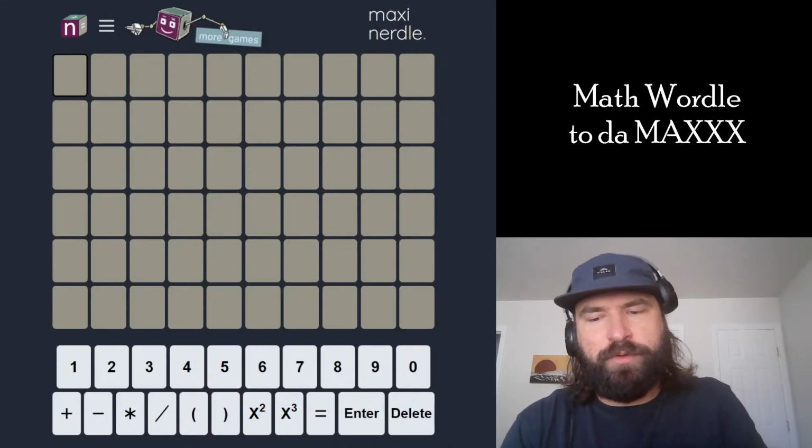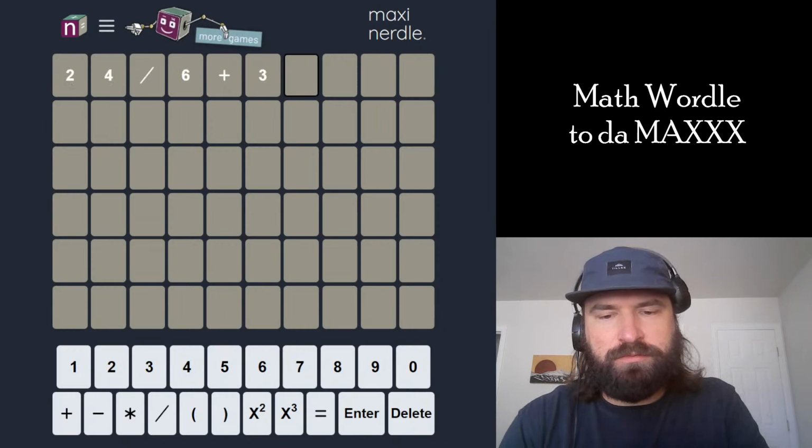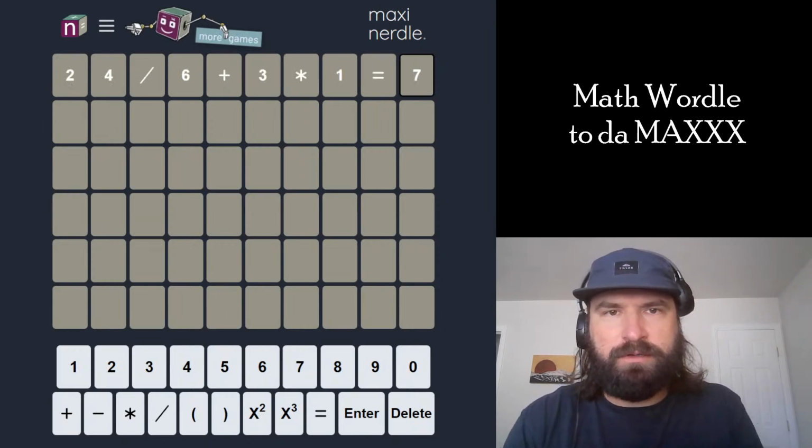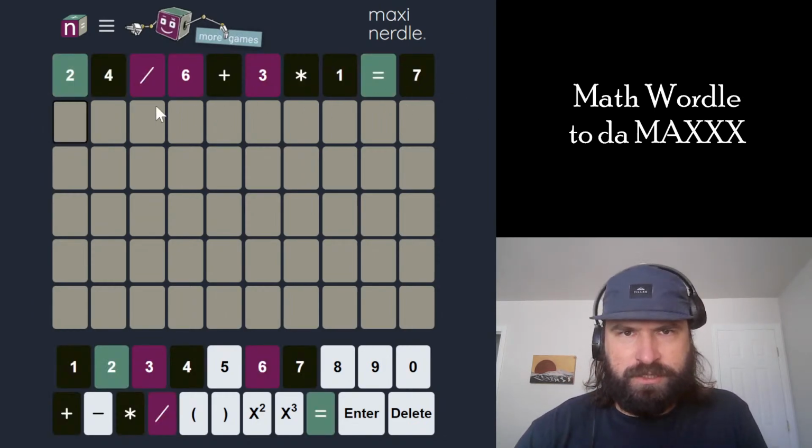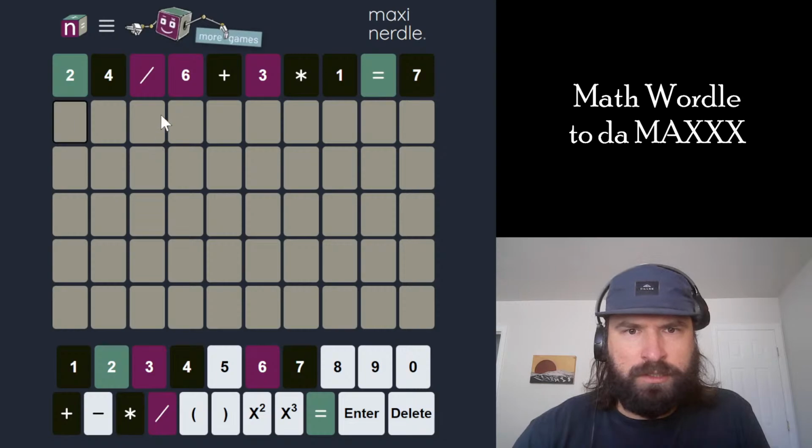Let's measure maxing Wordle. We got 24 divided by 6 plus 3 times 1 equals 7. Very cool. All right, so we got division. We got 263. It equals a single digit number. Probably going to have subtraction as well.